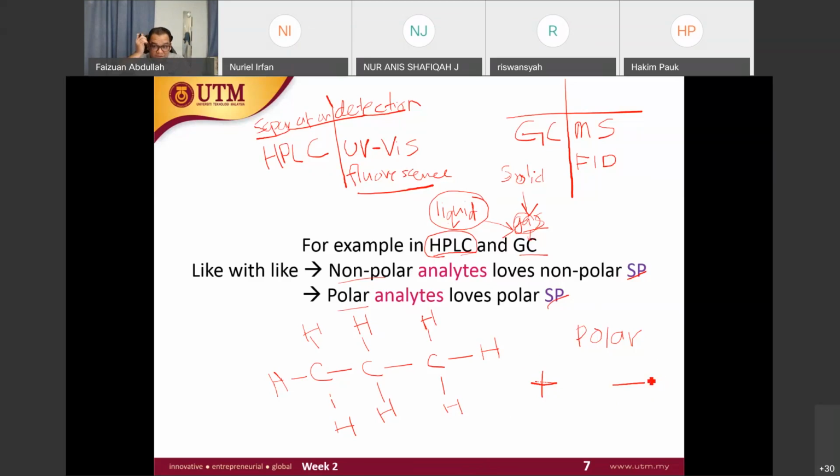Okay, now we have positive charge and negative charge. We have two types of charge, right? So when the compound has two different sides of charge, then this compound is polar. So for this propane, is it polar? No. Do you have any charge here? No. Not polar, right? So this is non-polar.